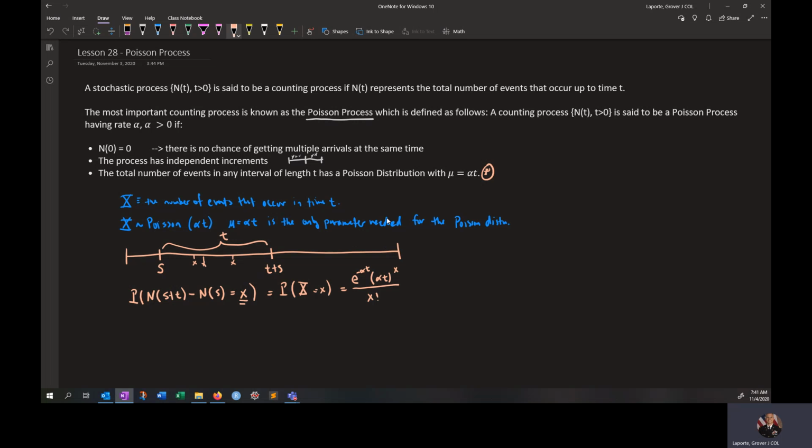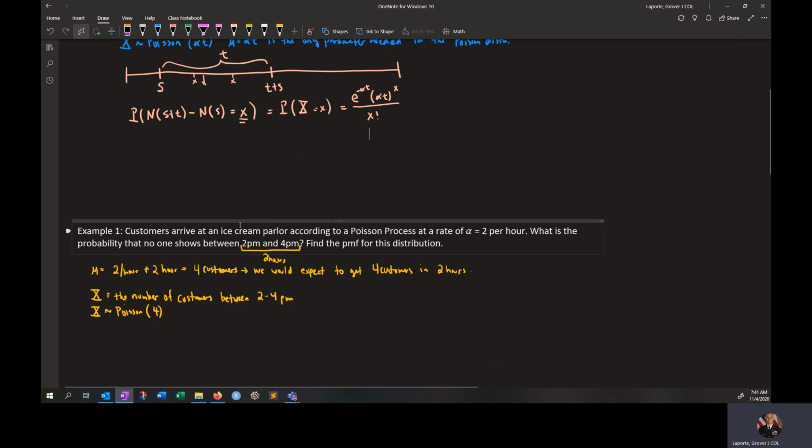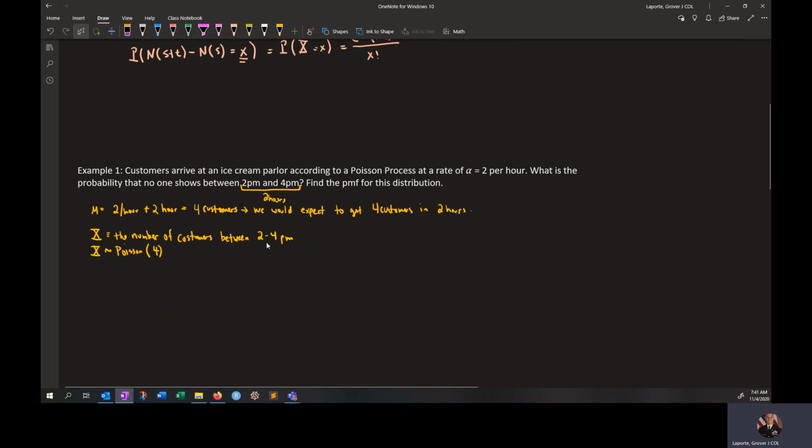Okay, well, let's visit an example problem. So maybe you guys have seen this before. Say that customers arrive at an ice cream parlor according to a Poisson process at the rate of two. Hopefully this will help you understand what's going on here. So 2 per hour, right?